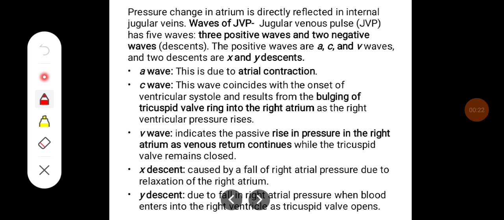Pressure change in the atrium is directly reflected in the internal jugular veins. So there are different waves of JVP, that is jugular venous pulse. It has 5 waves, 3 positive waves and 2 negative waves, that is ascents and descents. The positive waves are A, C and V waves, and the 2 descents, that is negative waves, are X and Y.